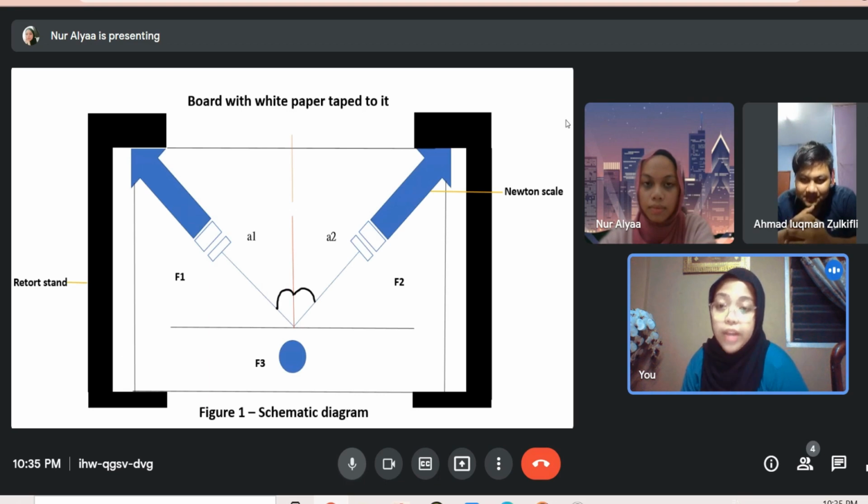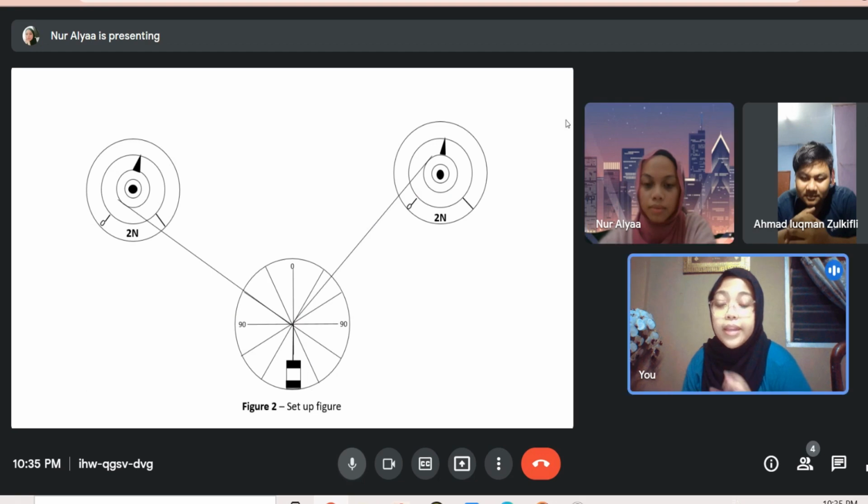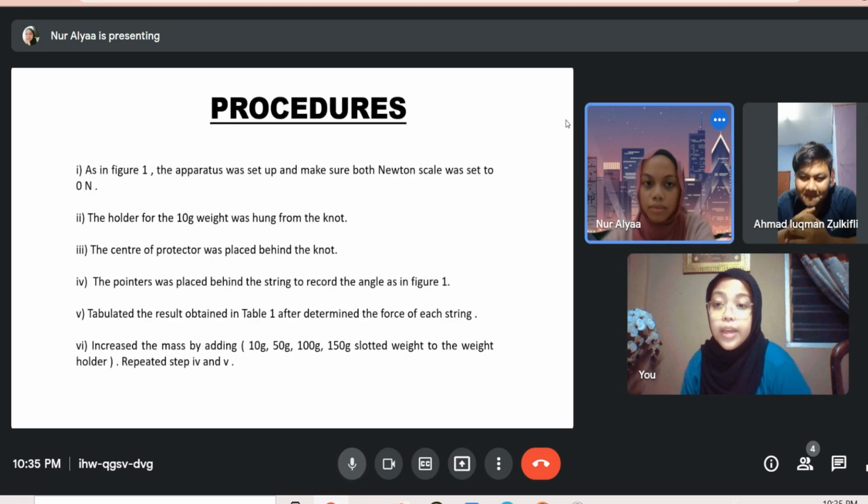These are the schematic diagram of the experiment. And this is a setup figure for the experiment. Okay, these are the procedures to do the experiment.